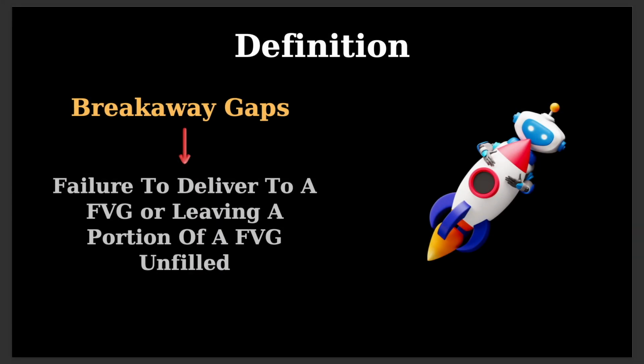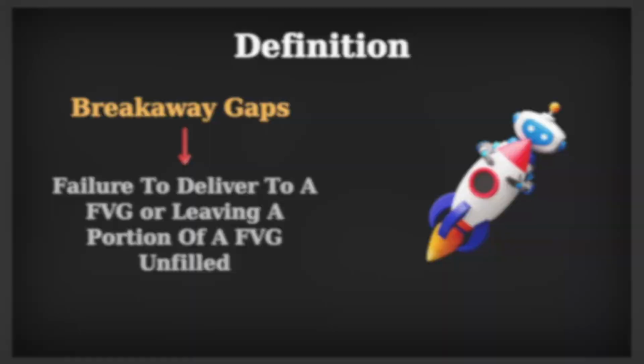So what is a breakaway gap? A breakaway gap is just a failure to deliver to a fair value gap, or leaving a portion of a fair value gap unfilled. In other words, if we're bullish, we tap into an upper portion of a fair value gap, and then we reverse, leaving a portion of that fair value gap unfilled and not delivered to.